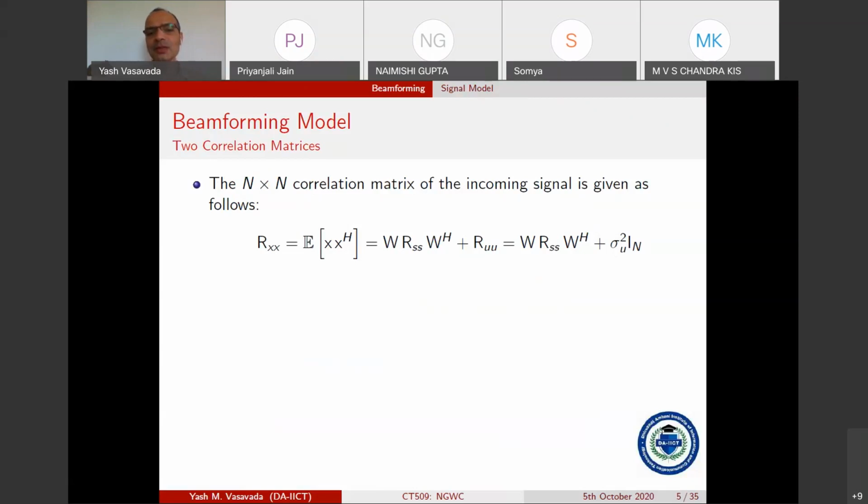W has how many rows, by the way? N. It has N rows. And so therefore, there will be a total of how many?